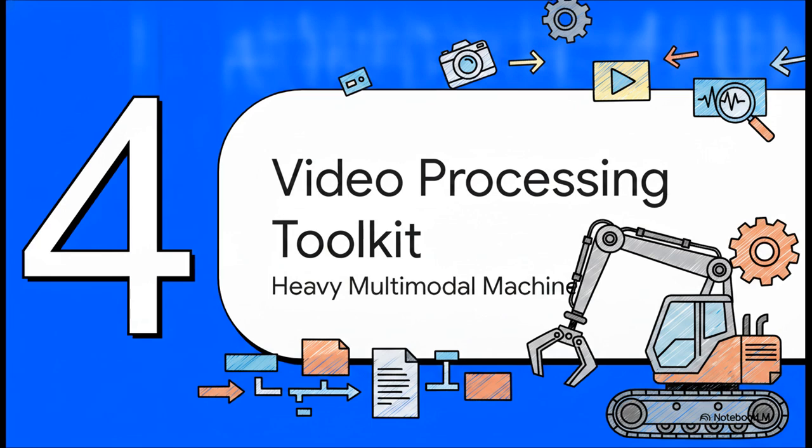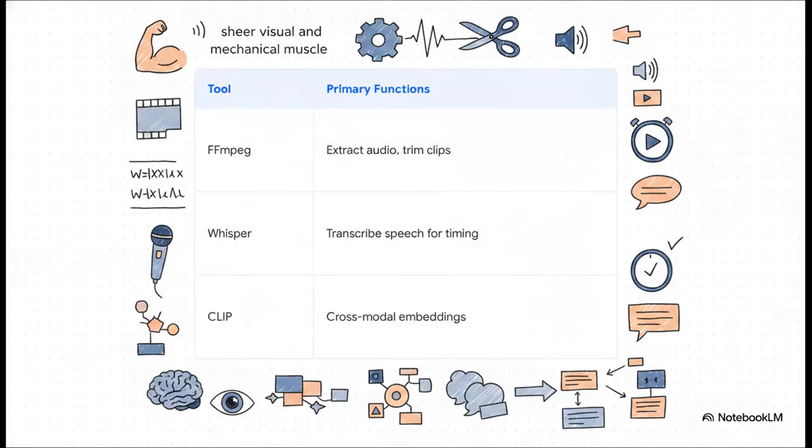Okay, now we reach Section 4, the video processing toolkit, heavy machinery for multimodal tasks. So our optimized, fully repaired plan is finally handed over to the heavy machinery for the actual execution phase. This is where we see exactly which tool handles the different types of labor required for a complex video edit. FFmpeg acts as the sheer visual and mechanical muscle.